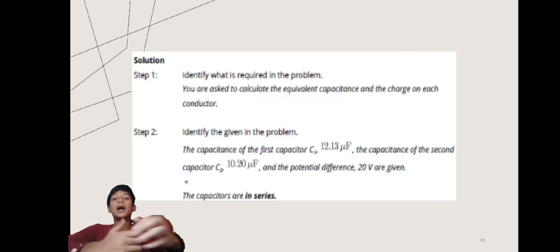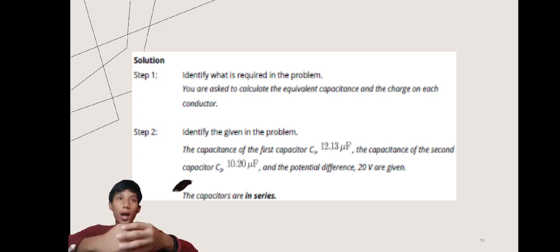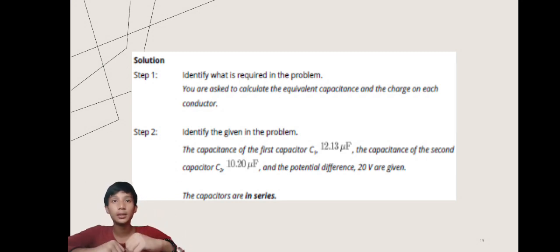Now we need to identify what the problem is. Again, we were asked to calculate both the equivalent capacitance as well as the charge on each conductor, conductor 1 and conductor 2. We were given capacitor 1 and capacitor 2, which are 12.13 microfarads and 10.20 microfarads, with the voltage VAB valued at 20 V.